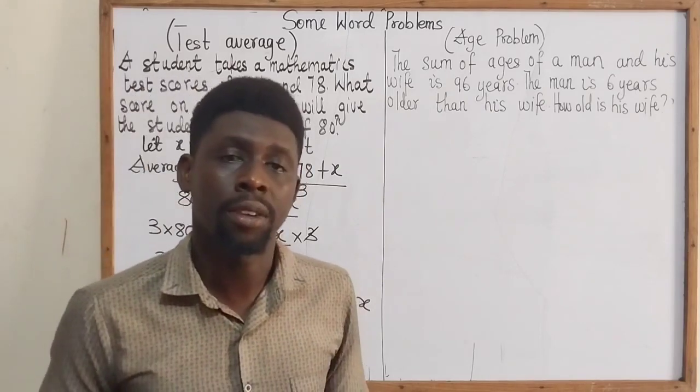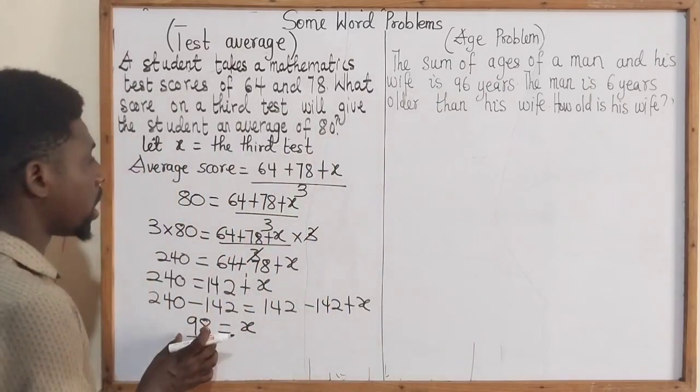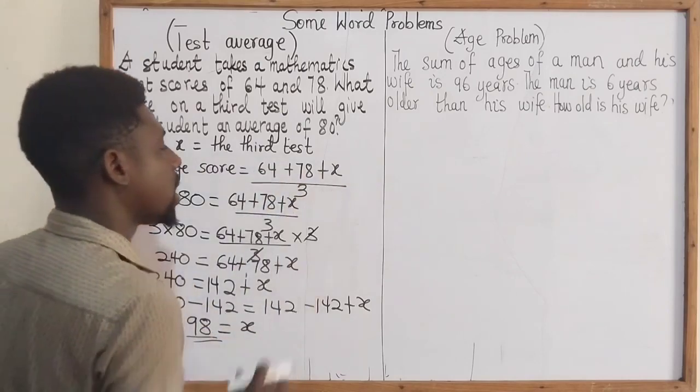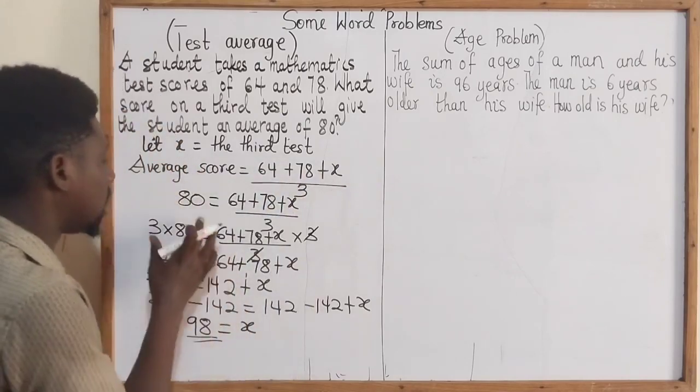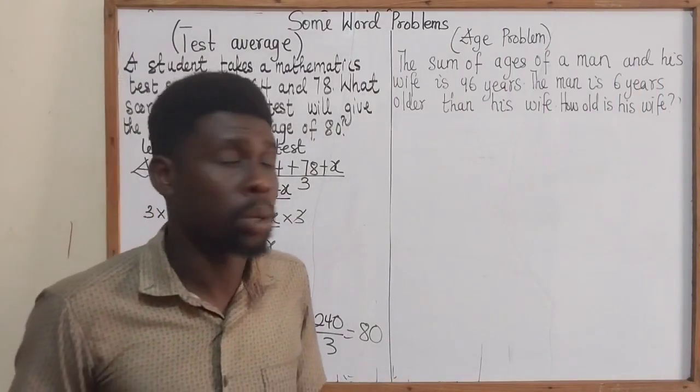So for us to verify or check whether x is truly the third score, we then substitute it in this equation, add everything and divide it by 3 so that it gives us 80 as our average. Let's look at the next word problem.